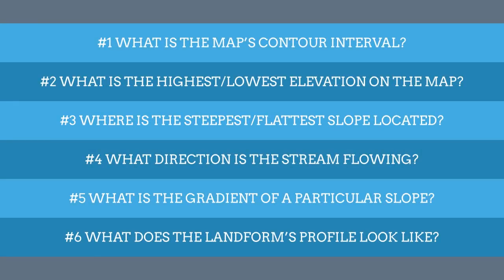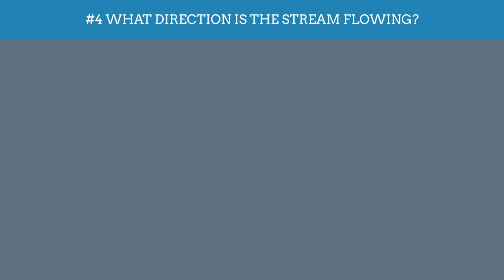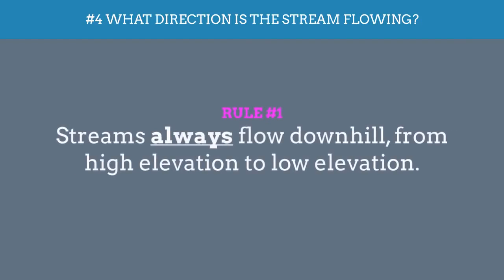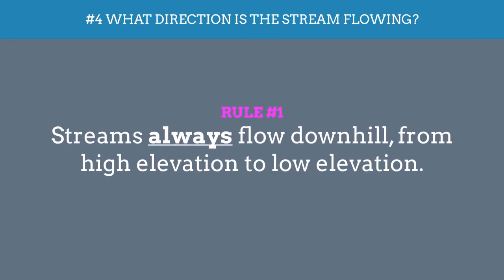What about streams? When you look at a stream on a map, it tends to just look like a black or a white line running in all different directions, and it's hard to tell which way it's flowing. So we have two rules that we're going to follow. Rule number 1: streams always have to flow downhill, meaning from higher elevations to lower elevations. And of course, this is because of gravity.